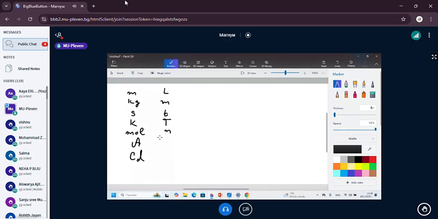Then the measure of quantity of material, and current magnitude. Since candela is the unit for light intensity, to distinguish it from the current magnitude, we write here IV, being intensity of light. So current magnitude and intensity of light. So 7 base units of measure and 7 physical quantities being measured.